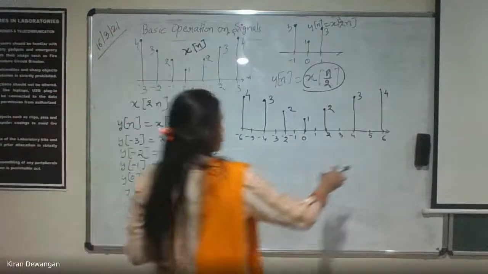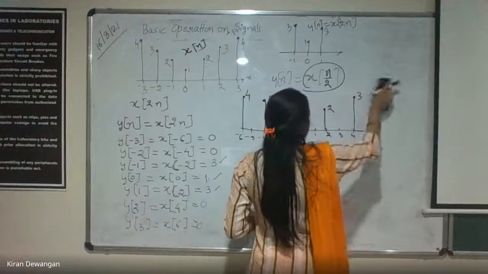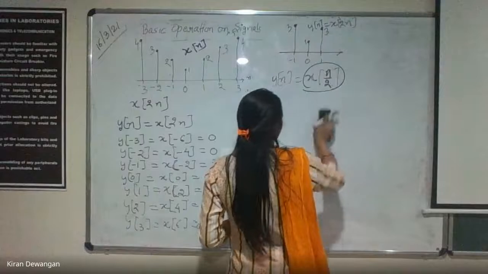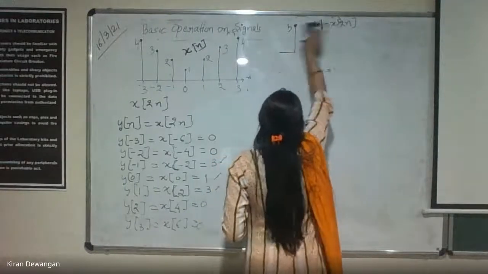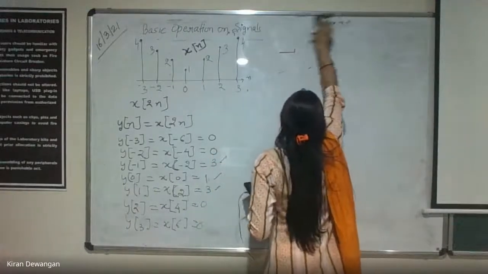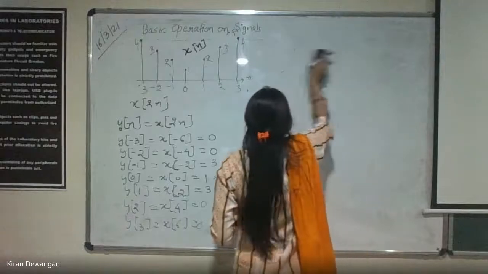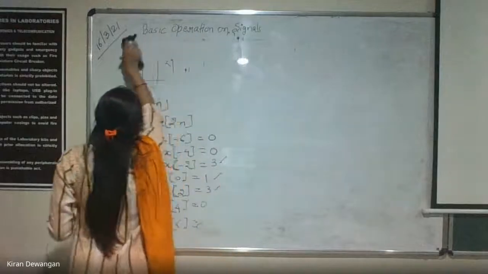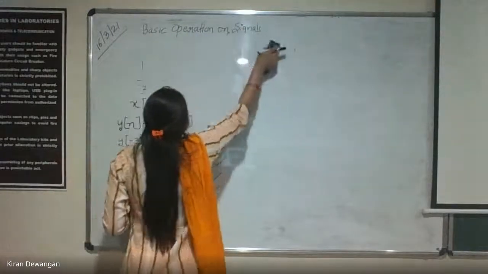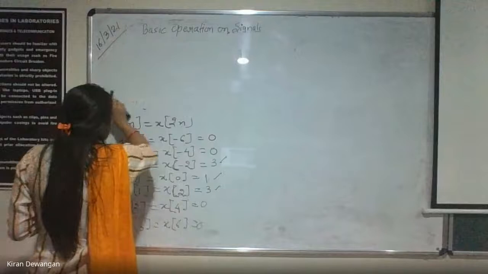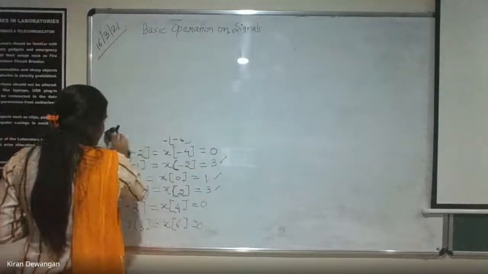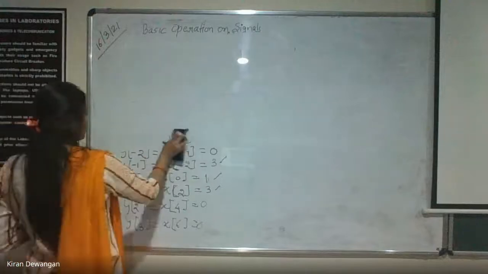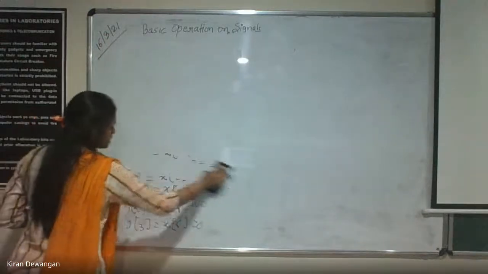Now let us go into the signal addition. अच्छा, पहले मैं एम्पलीट्यूड स्केलिंग बता देती हूँ. Amplitude scaling is we have to scale the amplitude of the signal. सिग्नल का एम्पलीट्यूड को हमें स्केल करना है. ठीक है. Till now अभी तक हमने टाइम को स्केल कर रहे थे. Time scaling is different and amplitude scaling is different.